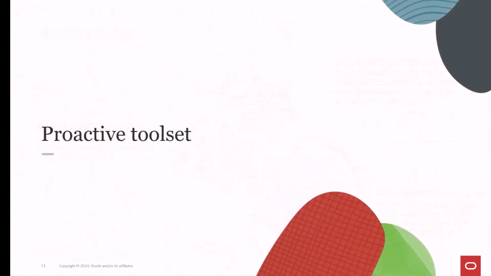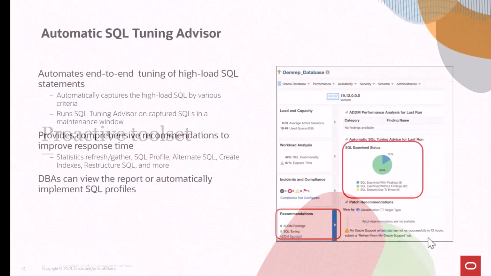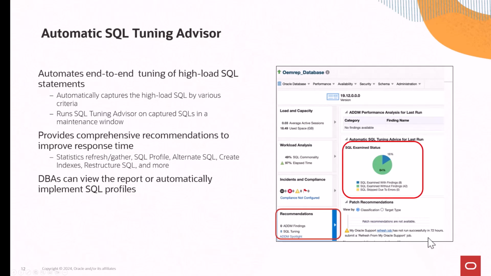Let's go deeper into the proactive toolset. Automatic SQL Tuning Advisor. If this is enabled on a database, it automates end-to-end tuning of really high-load SQL statements as it automatically captures them by various categories: statistics analysis, access path, SQL restructure analysis, alternative plan analysis, and all of that.